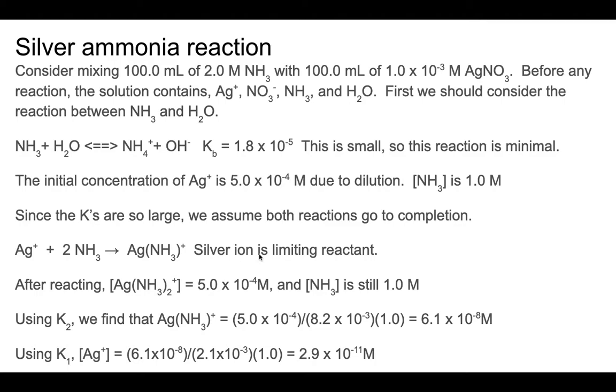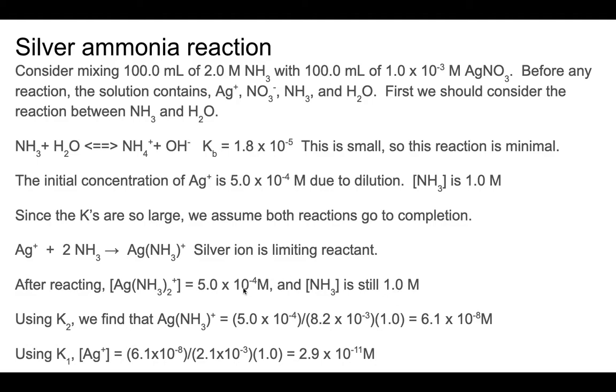Now the silver ion is a limiting reactant because it's quite small in molarity compared to ammonia. So I'm going to assume that all of this molarity, 5 times 10 minus 4 molar, gets turned into silver ammonia 2. So after reacting, the silver ammonia taken twice plus 1 is going to be 5 times 10 minus 4 molar, the molarity of the silver ion before the reaction. Now the ammonia, I'm going to say it's still about 1 molar. Yes, a little bit of it reacted, but not enough to really budge us off of this 1 molar number.